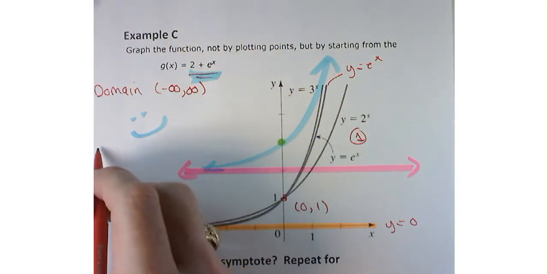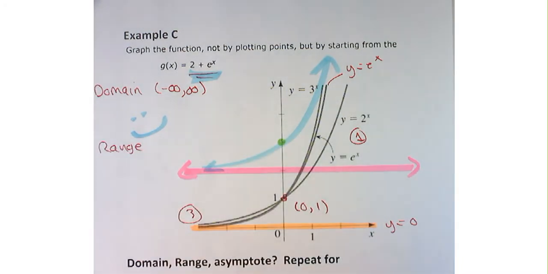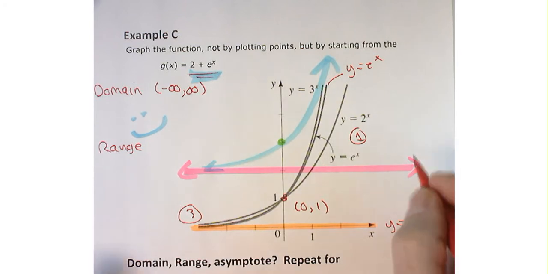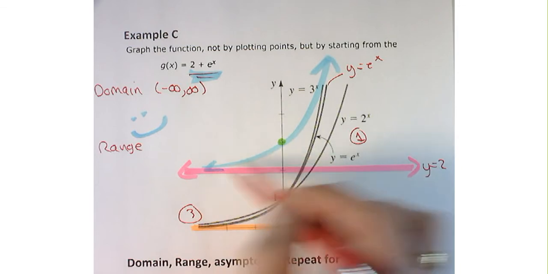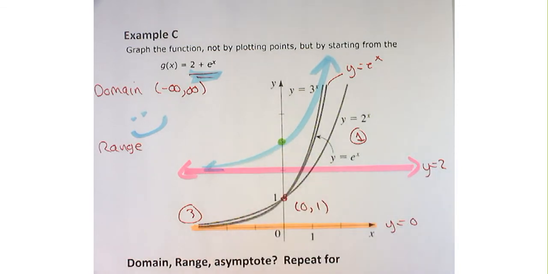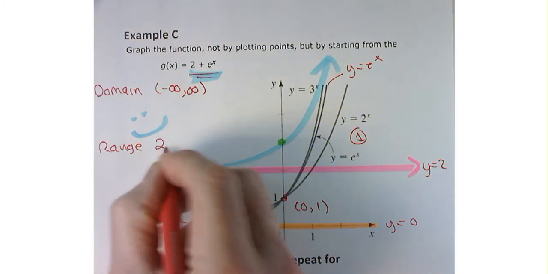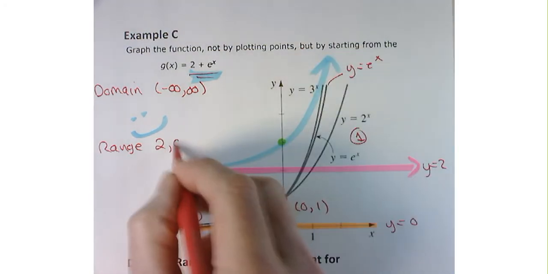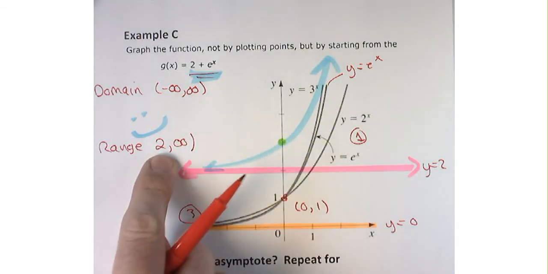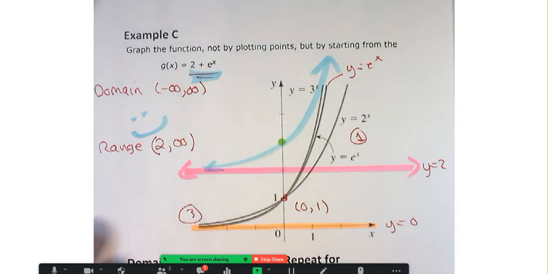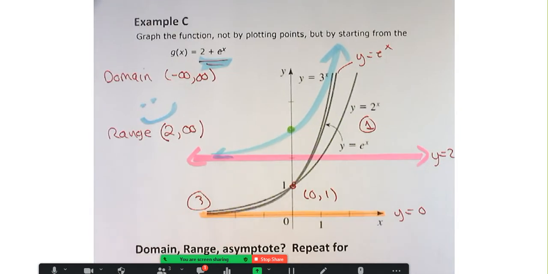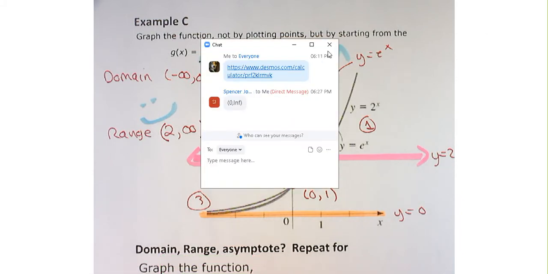How about the range? Now, keep in mind that this is the line y equals 2. This graph never quite touches that line. So the range is going to start at 2 and go up and up and up to infinity. But does 2 get a bracket or a parenthesis? Parenthesis. Well done. Nice. All right. How are we looking on that one? Doing okay? All right.